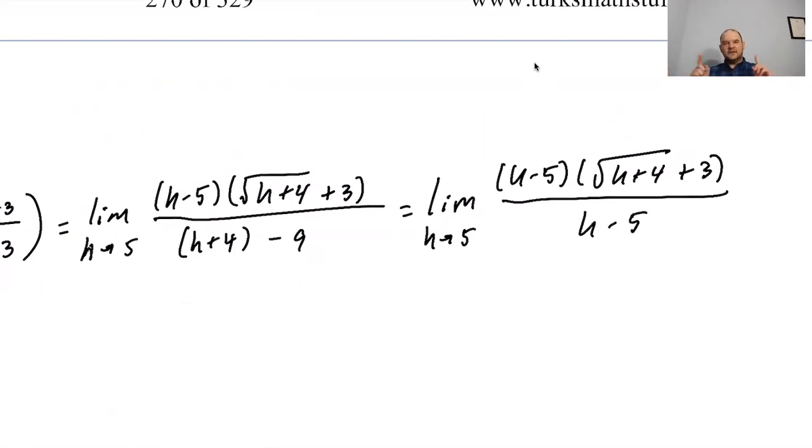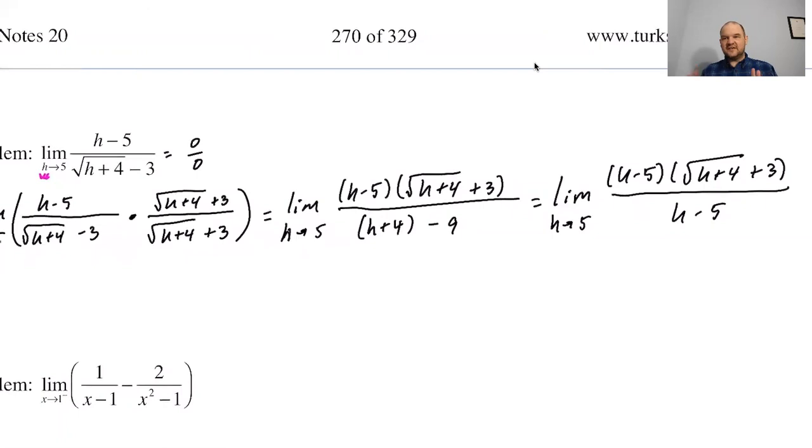Perfect. All right, so I haven't been checking on each step because I know what's going to happen, and you know what's going to happen. At each step so far, if we'd plugged in 5, we would have gotten 0 over 0. As long as you're getting 0 over 0, you just keep going.